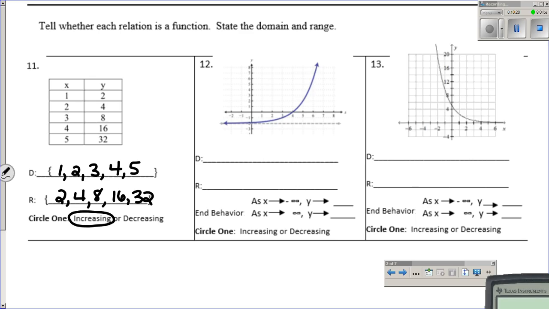Okay, number 12, we're given a graph. So remember, we've talked about how exponential functions will always have a domain of all real numbers. You'll see that we have an arrow on the left, so we're going to negative infinity, and we have an arrow on the right, so we're approaching positive infinity. So for your domain, you can say all real numbers. You may have been taught to write it as x is greater than negative infinity but less than positive infinity, or you can write out the words all real numbers.